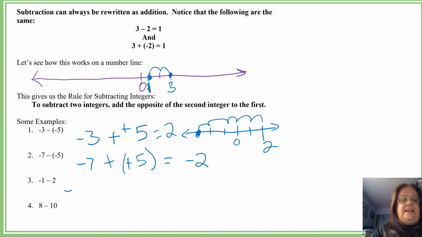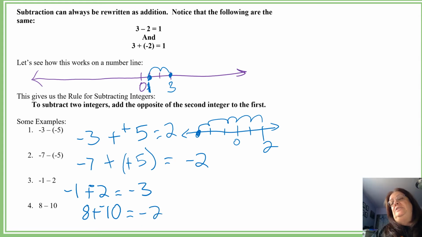All right, negative 1 minus 2, well, that's a plus a negative. So negative 1 plus negative 2 is negative 3. Pretty straightforward. All right, 8 minus 10. Well, you know what that is. That's going to be negative 2. But if you wanted to do a plus a negative, that works too. Your choice.